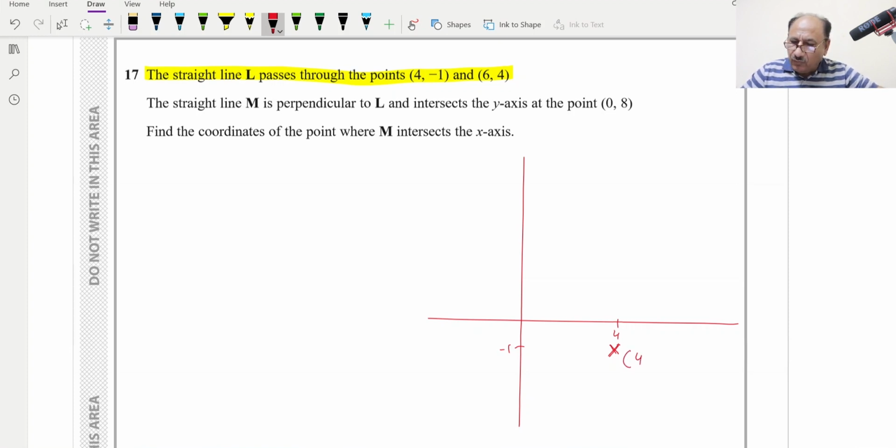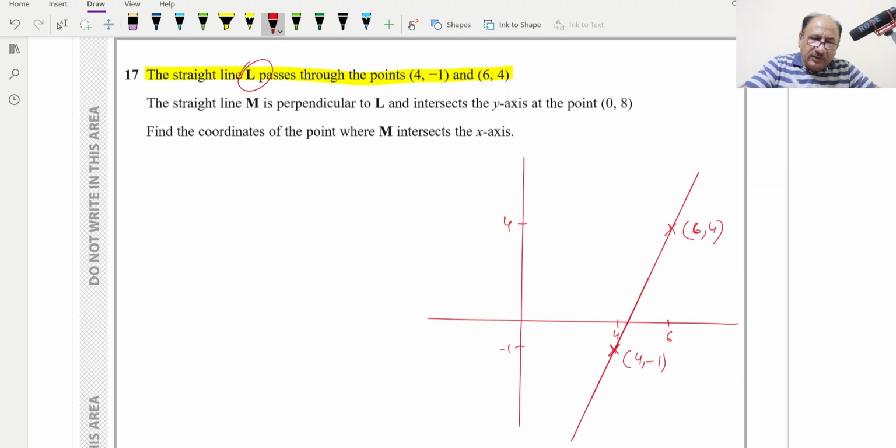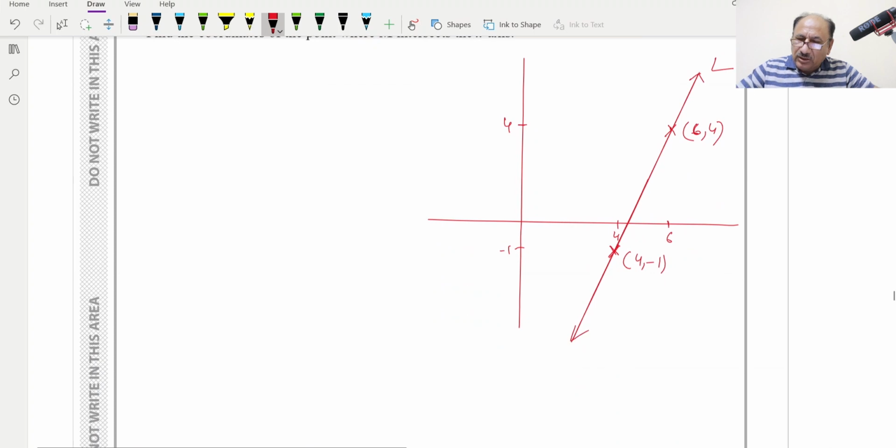And the second point is (6, 4). So say 6 is over here, so this is 6, and 4 is over here. So (6, 4) will be the point over here. We have indicated this point also. I'm just drawing a rough drawing so that you can understand properly, and this is basically the line passing through these points, and this is line L. They have mentioned this is line L, so we write L over here. So we got line L.